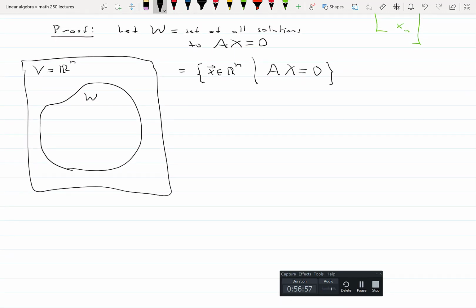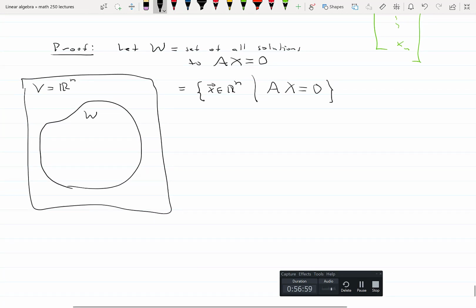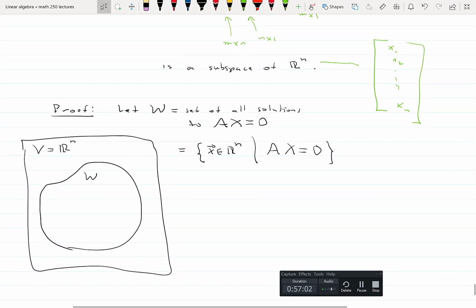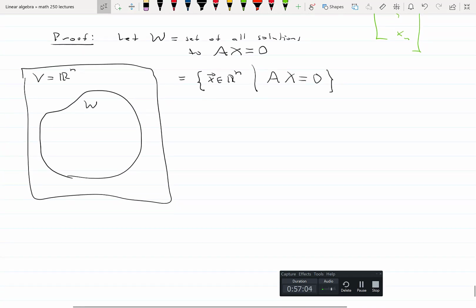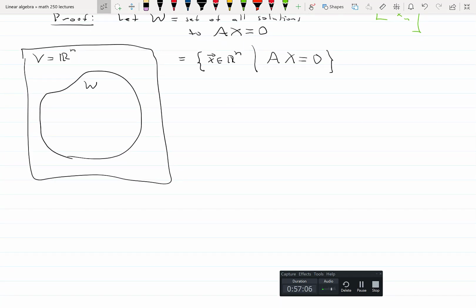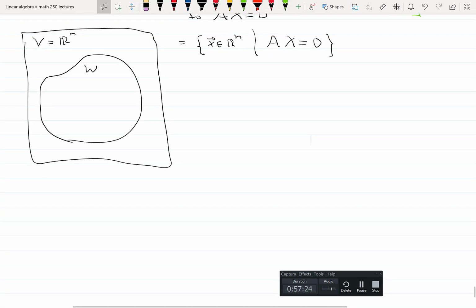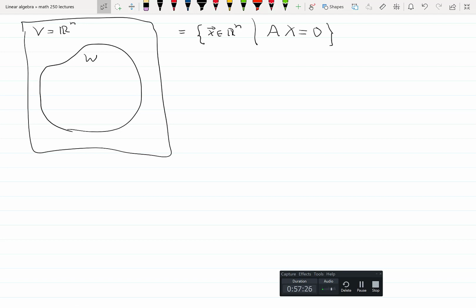I want to show that W forms a subspace of Rn. That means I want to show that W itself forms a vector space. That's 8 things. Remember, we don't have to show all 8 things. We only have to show 3 and 4. And remember, we don't even have to do that. All we have to show is that W is closed under the operations of addition and scalar multiplication. Okay, well, we also have to show that W is not empty. So W has to start out by being a non-empty set.